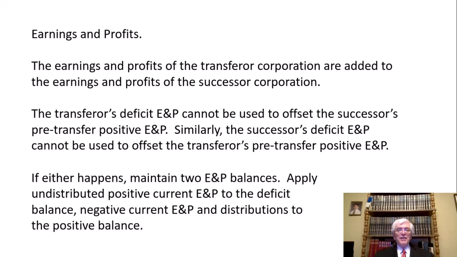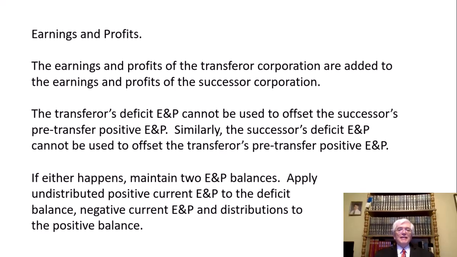Okay, so you've got negative accumulated E&P and positive accumulated E&P. Anything that affects accumulated E&P, if it's positive, go to the deficit balance. If it's negative, go to the positive balance. So in both cases, you are moving towards zero. You can essentially think of the two as racing toward the finish line of zero. Whichever one gets there first is now zero, and you can ignore it. And then you continue on with your remaining E&P balance, which is either positive or negative, whichever one didn't get to zero. And that just becomes your one E&P balance at that point.